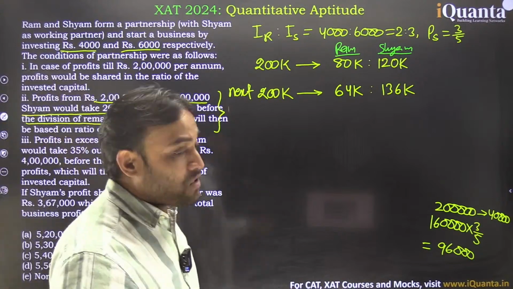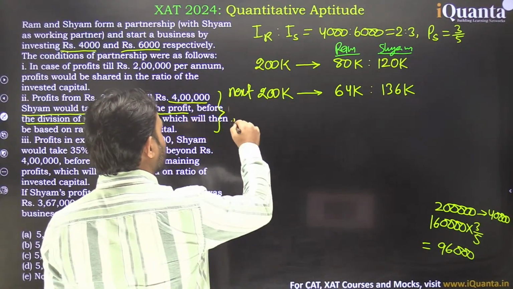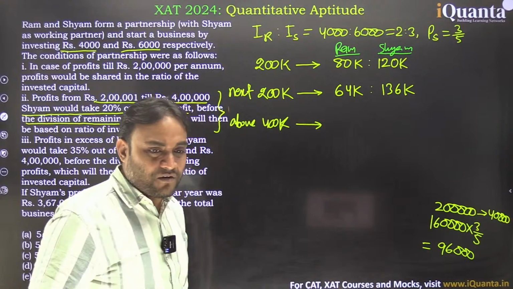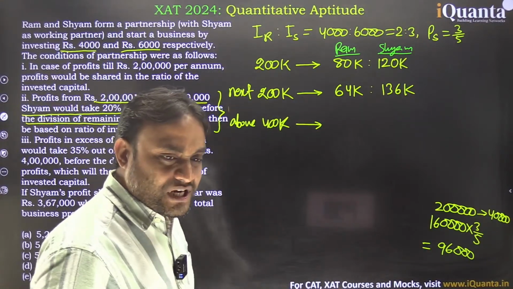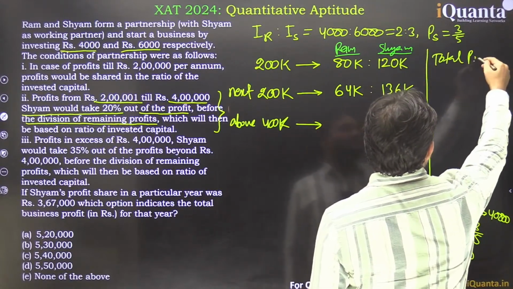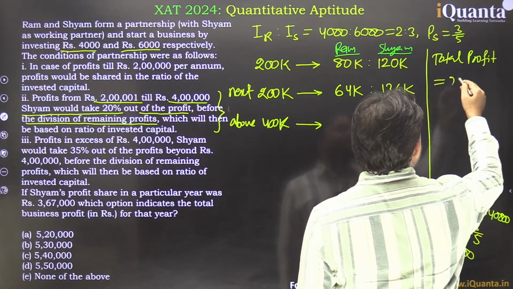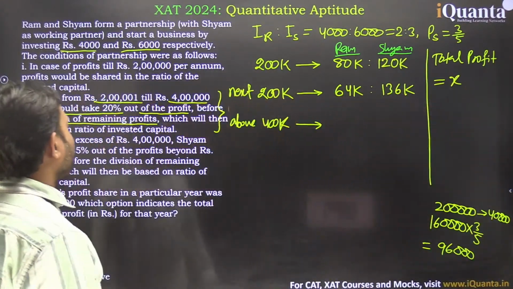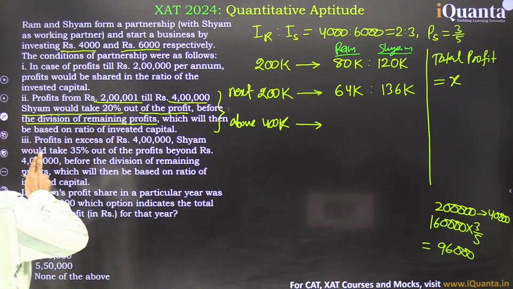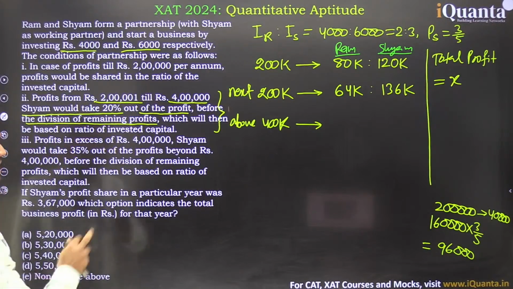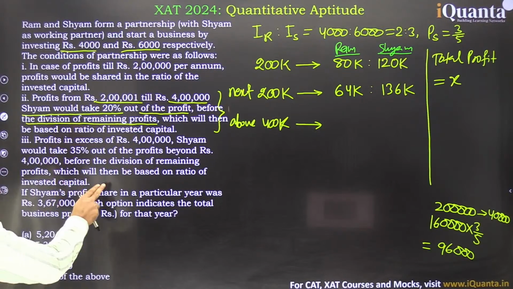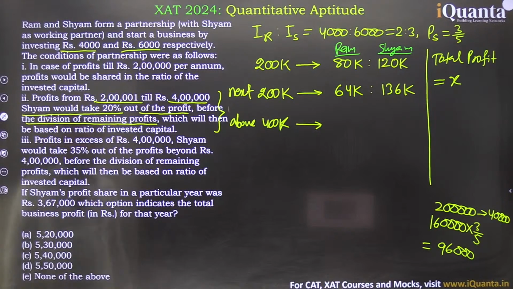Now, whatever is above 4 lakhs, above 400K, what is happening above 400K? If the total profit is equal to X, then for the profit in excess of 4 lakhs, Shyam would take 35% out of the profit beyond rupees 4 lakhs before the division of the remaining profits, which will then be based on the ratio of invested capital.